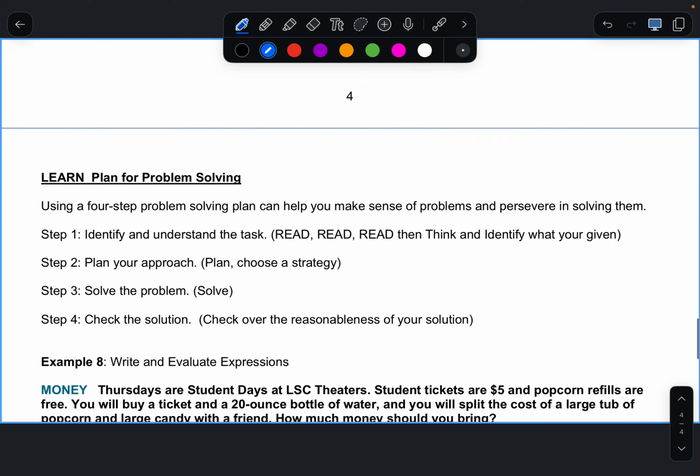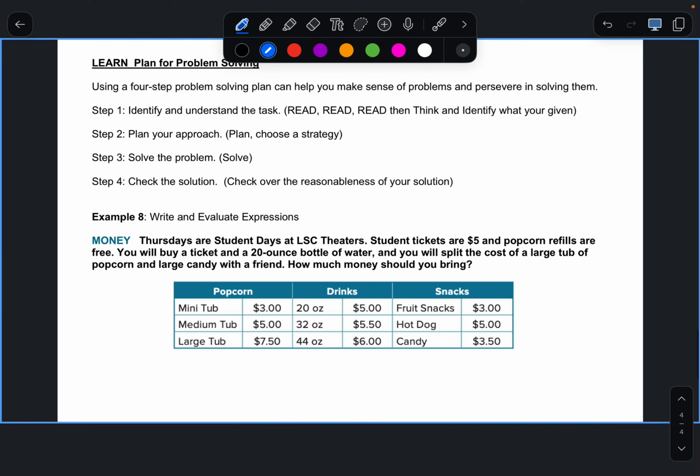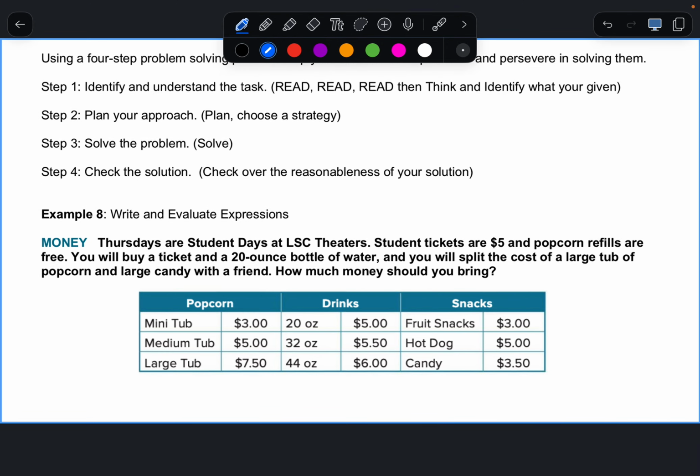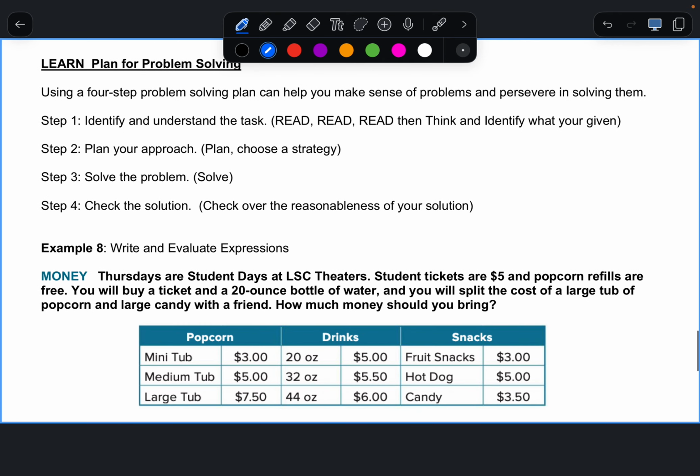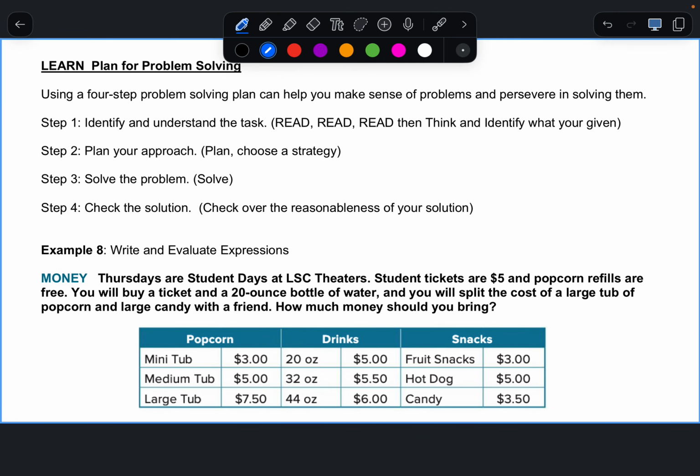Thursdays are student days at the theaters. Student tickets are $5. Popcorn refills are free. You buy a ticket and a 20-ounce bottle of water. And you will split the cost of a large tub of popcorn and a large candy with a friend. How much money should you bring?